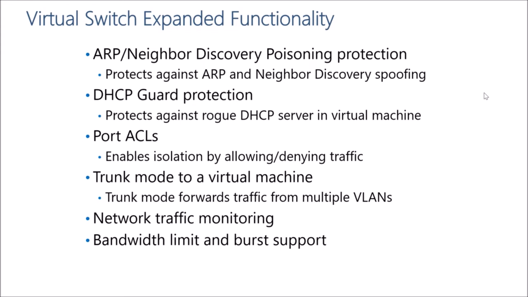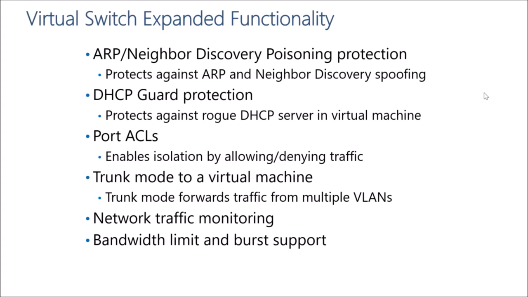There's also DHCP guard protection. We all know the term rogue DHCP server, which is a DHCP server in the virtual network, or the physical network, that is giving out wrong IP addresses, deliberately or unintentionally. If I had a DHCP server, I could give you wrong gateway information and again set up that man in the middle. DHCP guard protects against rogue DHCP servers in a virtual machine. The virtual machine will be blocked from giving out IP addresses if it's determined to be a rogue DHCP server.